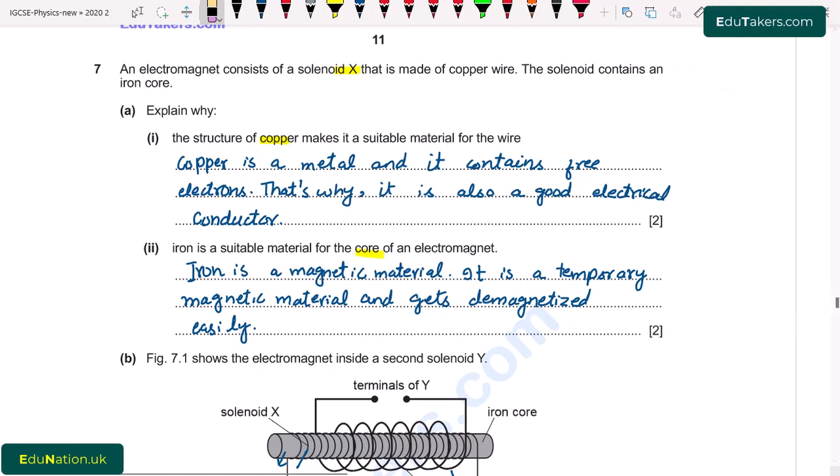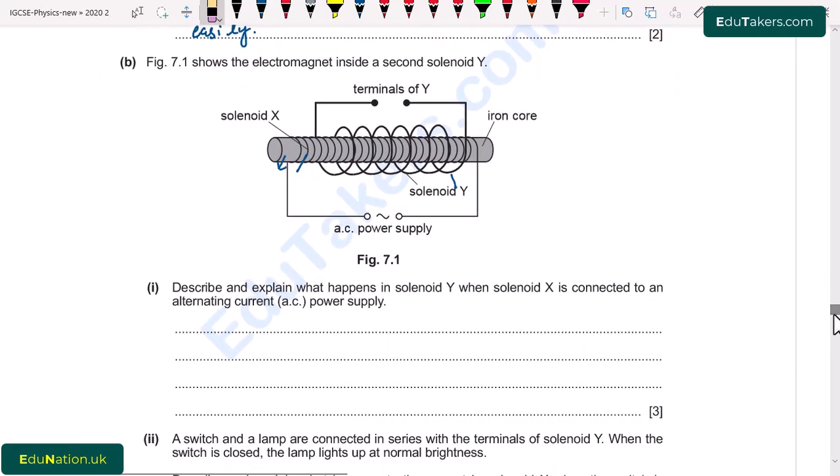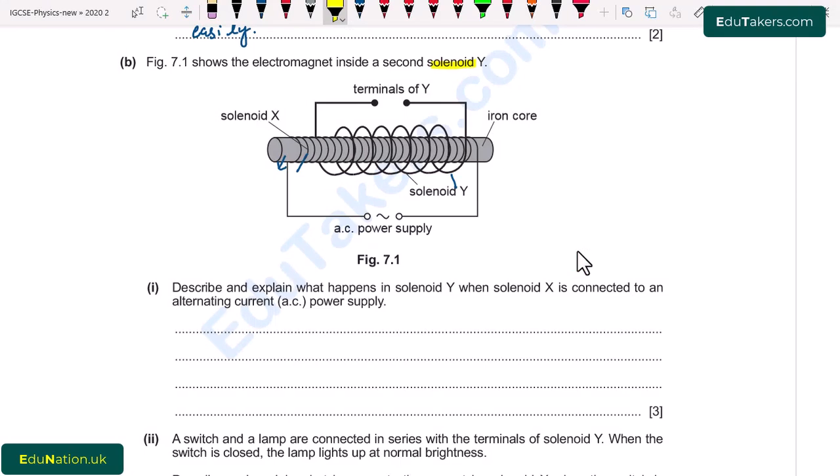Next, part B. There is a figure 7.1. Figure 7.1 shows an electromagnet inside a second solenoid wire. You can see here that it is the solenoid X, while this is the solenoid Y, and this one is the electromagnet that is placed inside the solenoid Y.